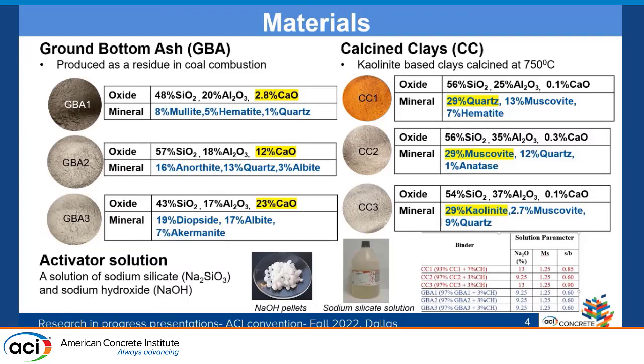As I told you earlier, the two materials I used are ground bottom ash and calcined clays. Bottom ash is produced as a residue in coal combustion. I've selected three types of bottom ashes. They have different oxide compositions and mineral compositions. Mainly, I differentiate the three bottom ashes based on their calcium oxide content.